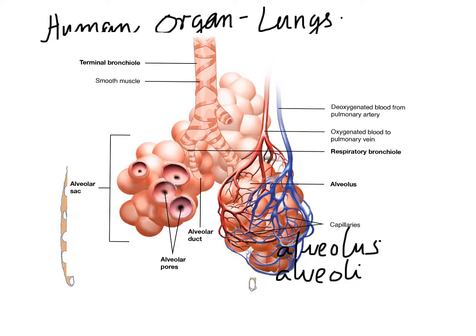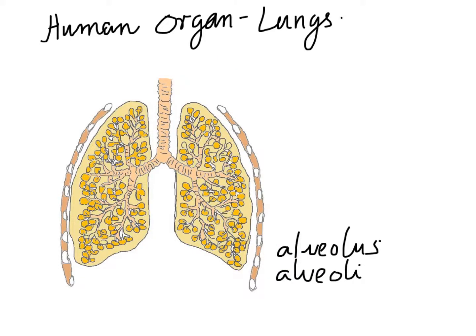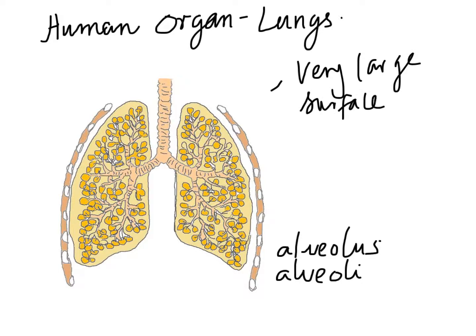Here's a bunch of them, and they are surrounded by blood capillaries, very thin blood vessels. The sheer number of the alveoli present in each of the lungs, as you can imagine, 300 million of them, increases the surface area. So it has a very large surface area, and that is due to the number of alveoli. It's enough for you to say large surface area, because of the number of alveoli present.